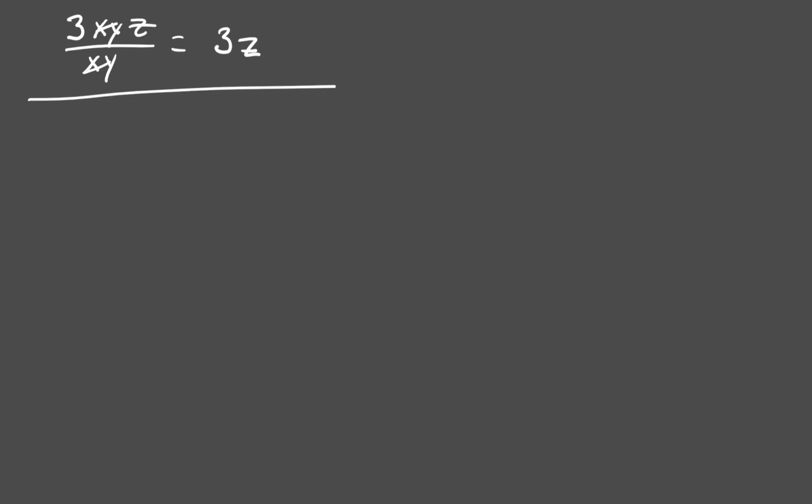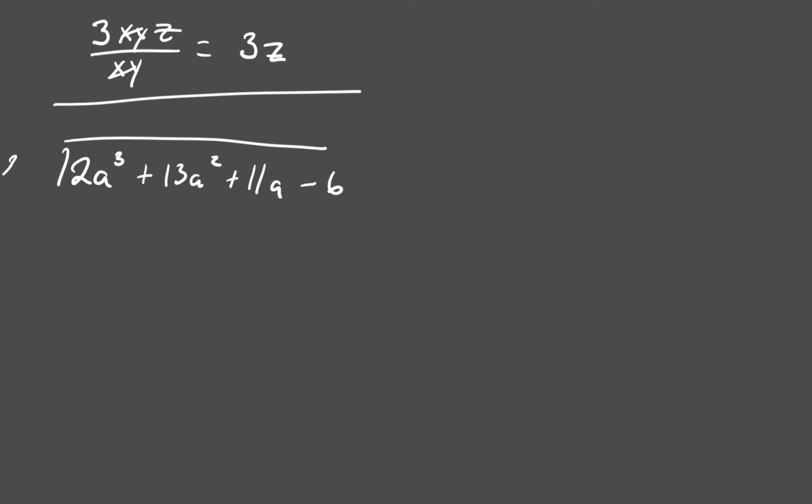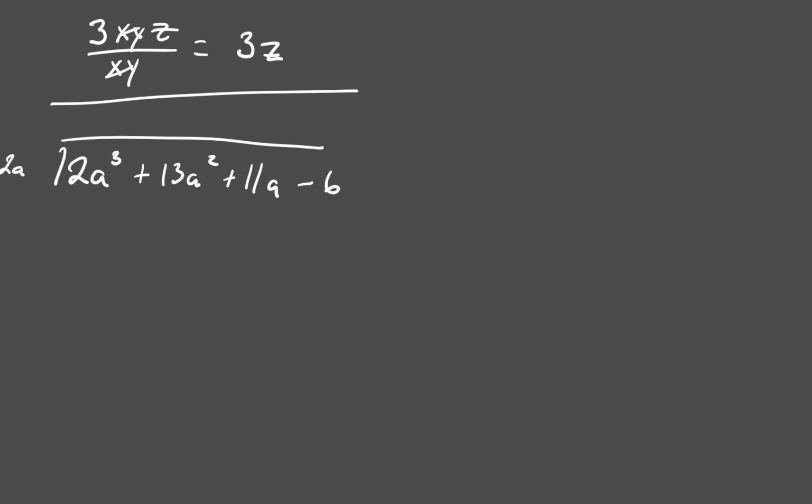So let's look at something like, say, 2a cubed plus 13a squared plus 11a minus 6, and we're going to divide that by 2a plus 3.